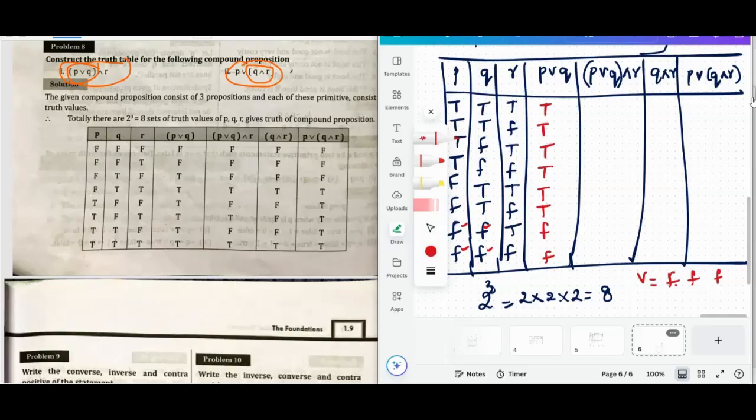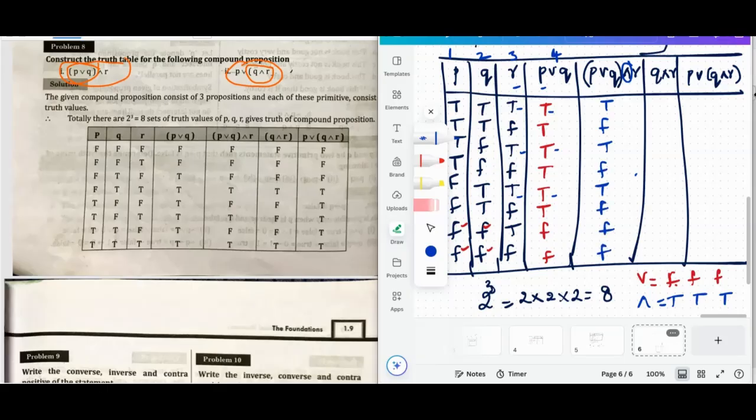Then we go for the next one, which is P or Q, the column we just found, and R. We check the fourth and third line. We have to check for the condition and. What is meant by and? And is T only when both are T and T. So we check for T and T. Yes, here we have T and T, so it is T. Here also T and T, so it is T. Anywhere else T and T, it is T. Nothing else, so the remaining will be false.